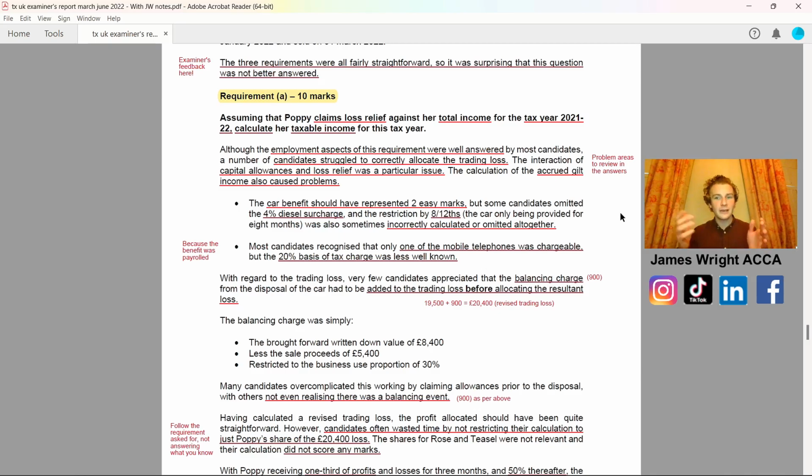the taxable income. The problem areas that you can see underlined in that paragraph were, employment aspects in this requirement were actually answered quite well, but the candidates struggled to allocate the trading loss. So trading losses, get that down. Capital allowances and loss relief were also a particular issue, along with the accrued gilt income also causing problems.